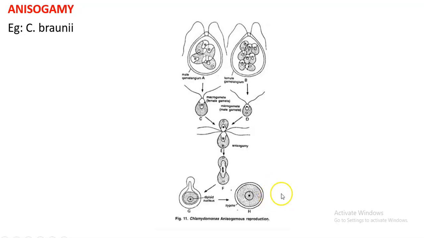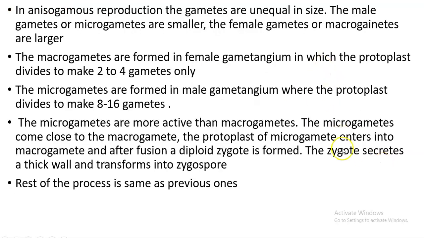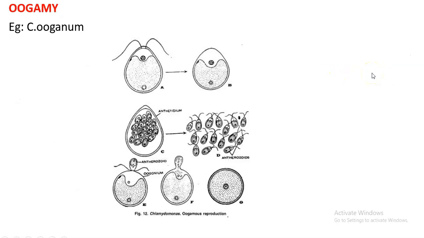Now what will be the nature of the 4 daughter cells? 2 will be of male thallus type and 2 will be of female thallus type. Fine. So this is a note of this anisogamous reproduction phase. Now coming to the final type of sexual reproduction in Chlamydomonas, that is oogamy.